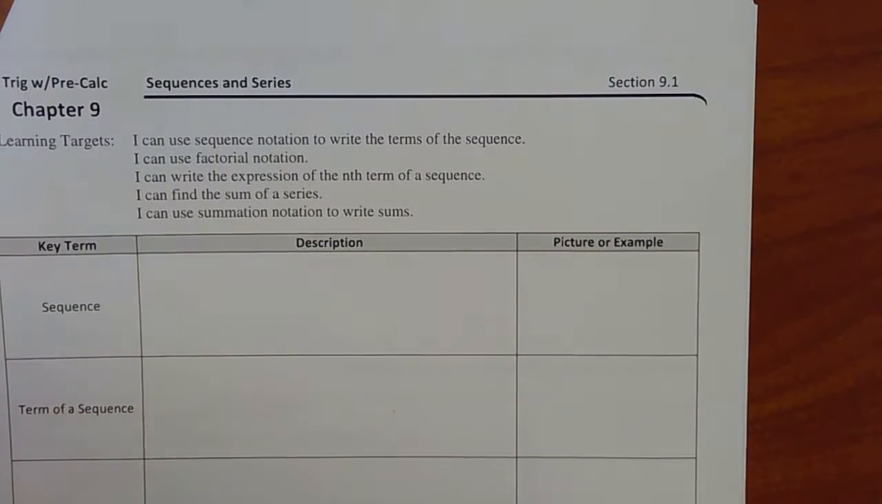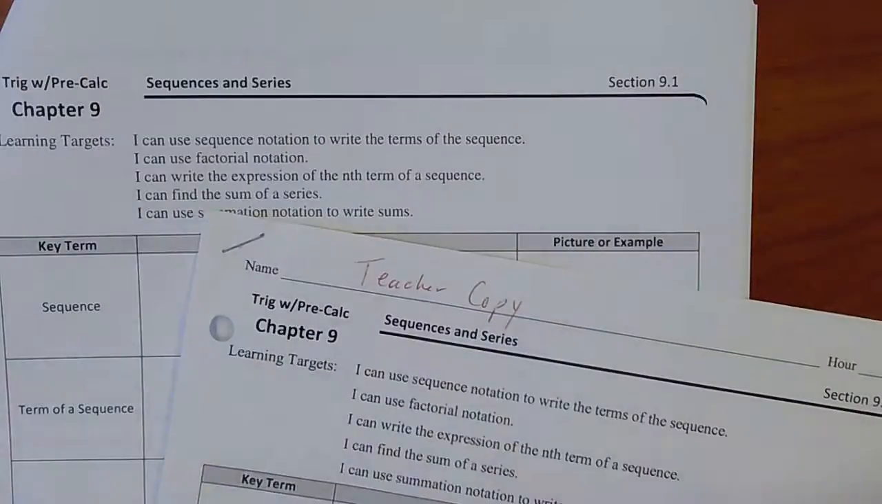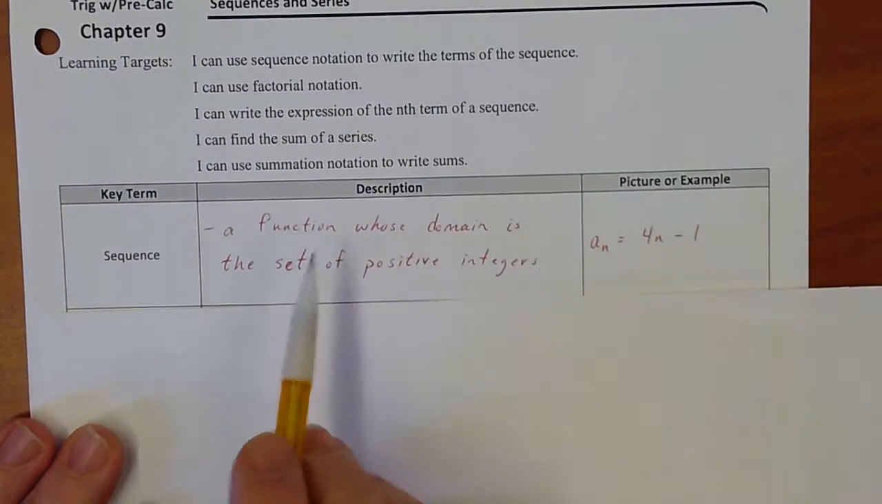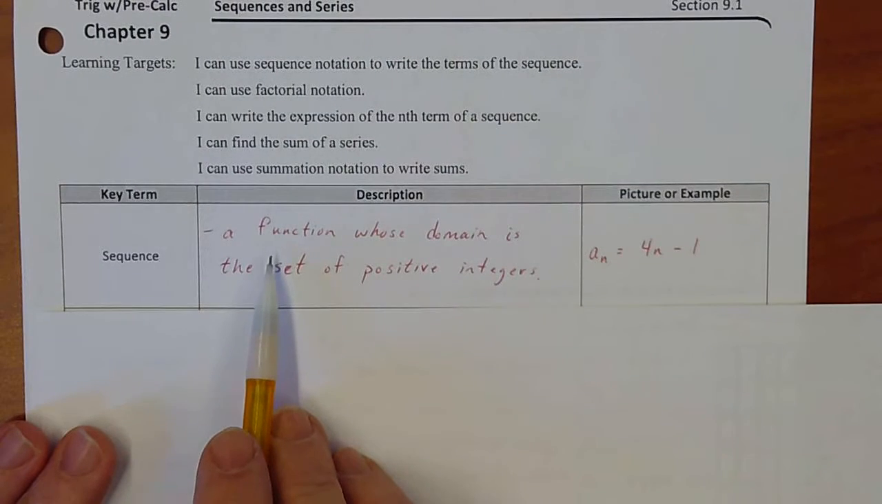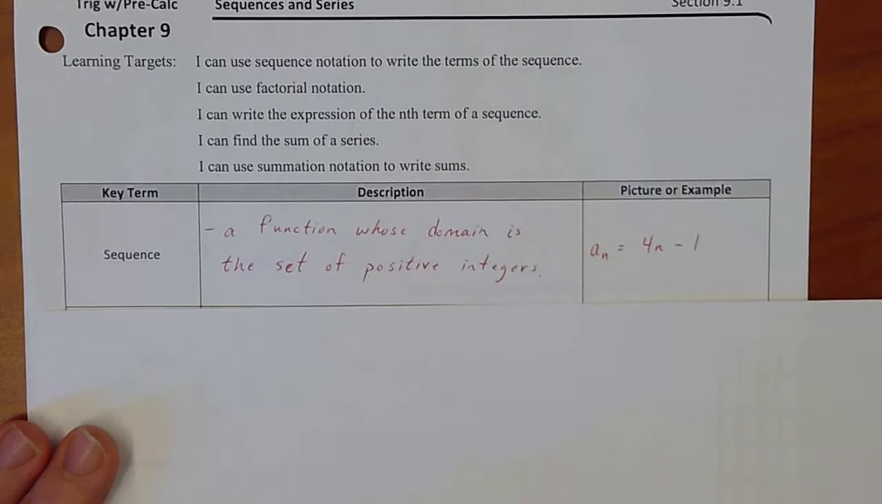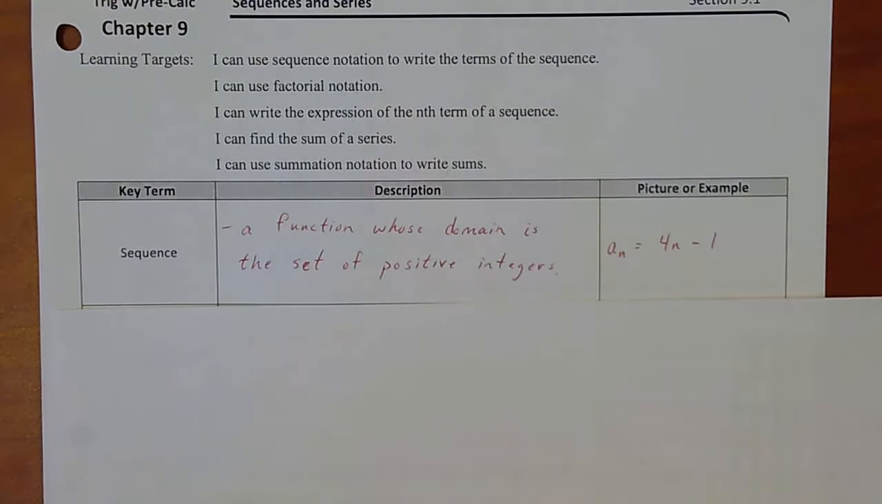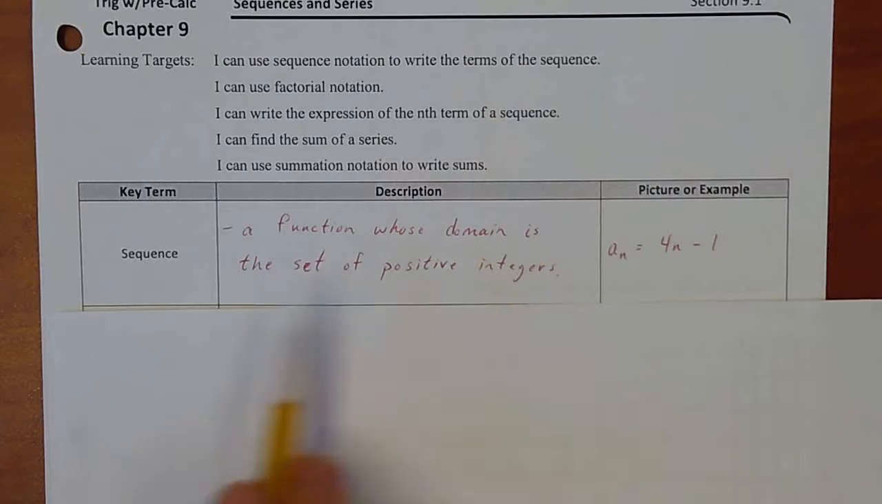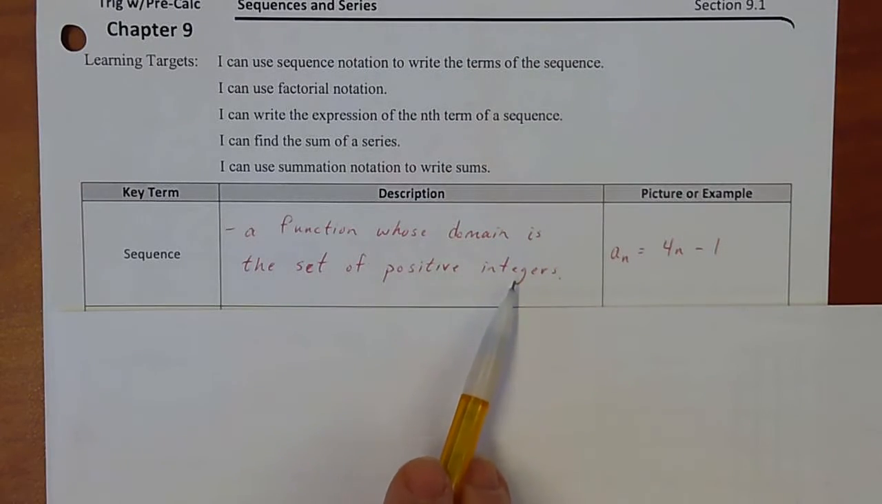All right, we got some terms to get through first, so I want you to write these down in the descriptions. A sequence. This is a function whose domain is the set of positive integers. Okay, not the range, but the domain. So that means our inputs. When we put in a number to these sequences, they're only going to be integers.